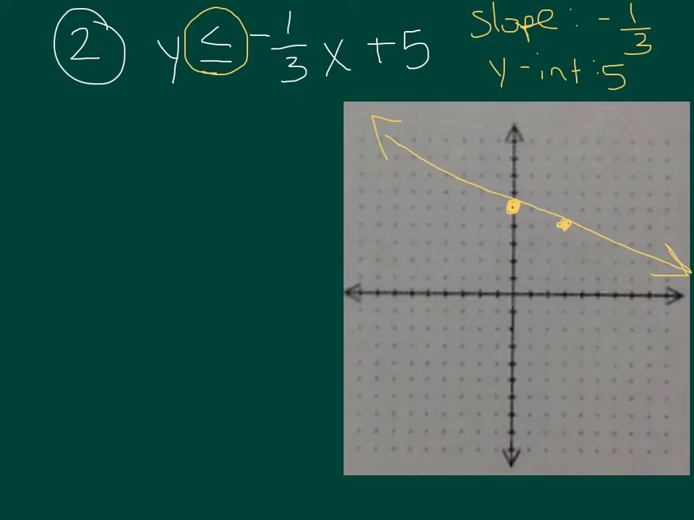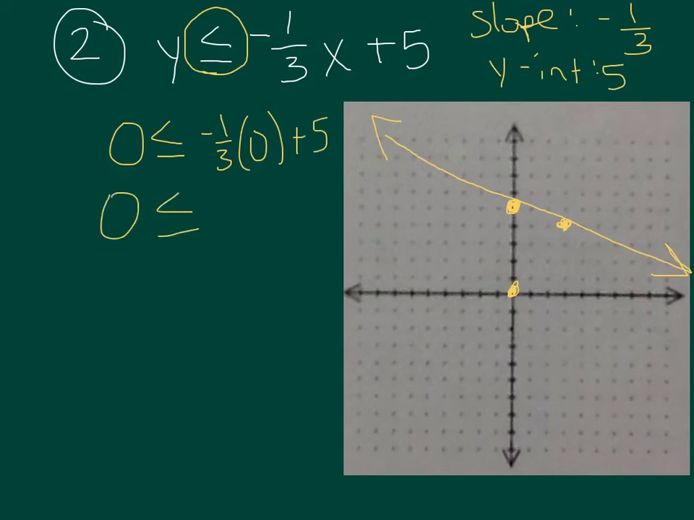So what we do is we pick a point not on the line. So if you look, 0, 0 is down here. So we know if it's a true statement, we know that we're going to shade down here if it's true. If it's false, we're going to shade up here. Okay, so let's plug in 0, 0 and find out. So we get 0 is less than or equal to negative 1 over 3 times 0 plus 5. So you get 0 is less than or equal to 5. Is 0 less than or equal to 5? Yes, so that's a true statement, which means 0, 0 is an answer. So we shade towards 0, 0.